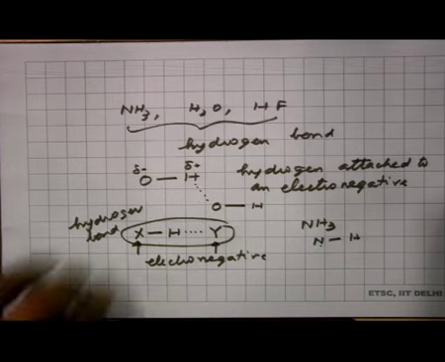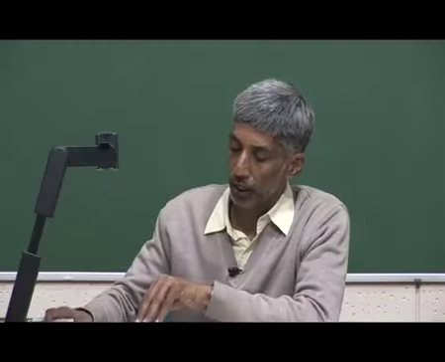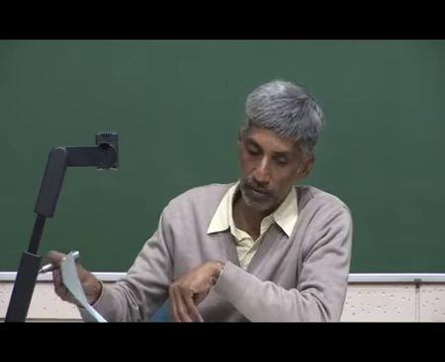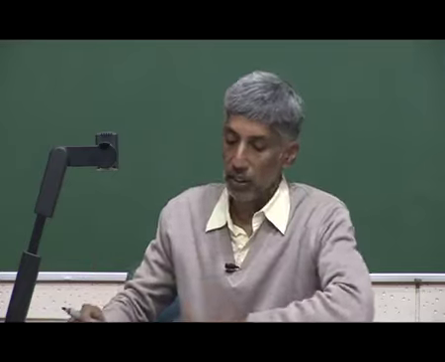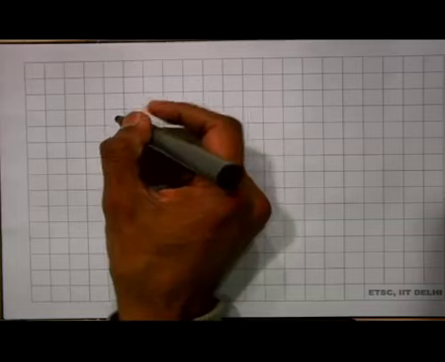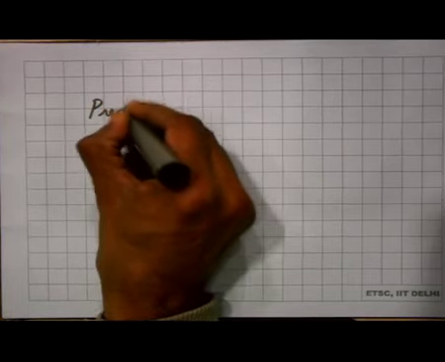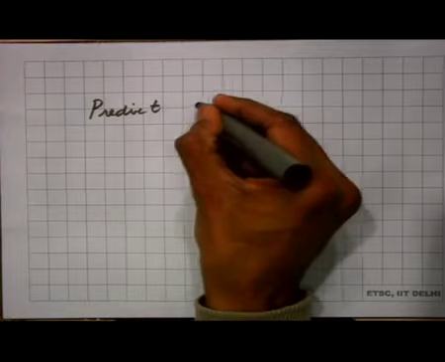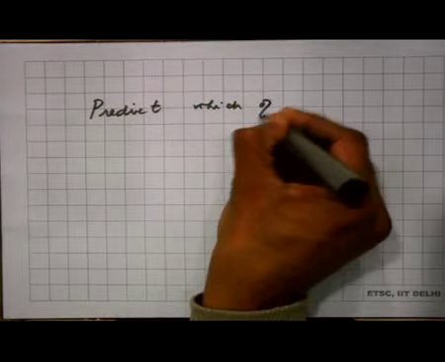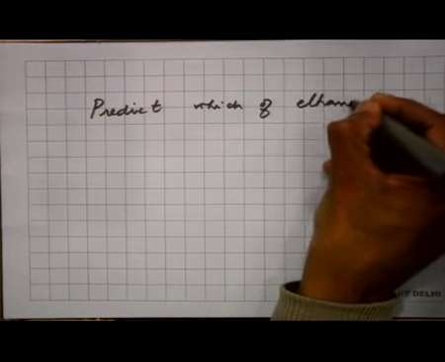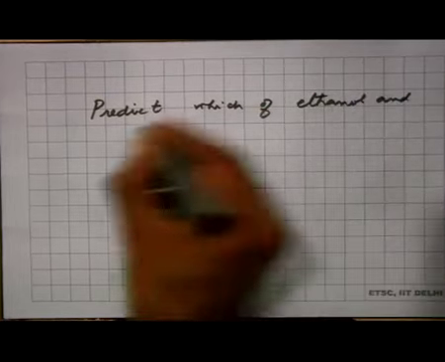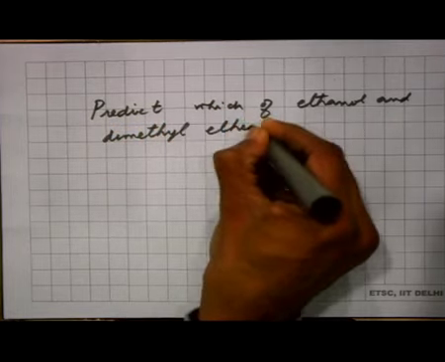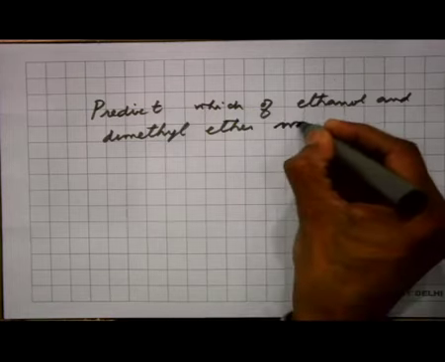So, there are many instances where we have hydrogen bonding, and if you have hydrogen bonding, the properties of that compound are slightly different. So, let us take the case of, could you predict using this knowledge which of ethanol and dimethyl ether would have the higher boiling point?